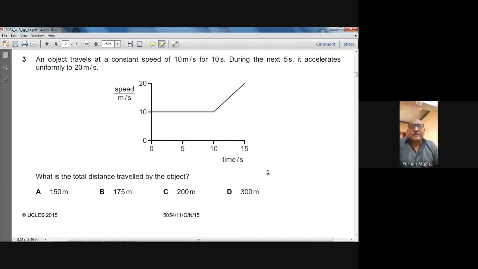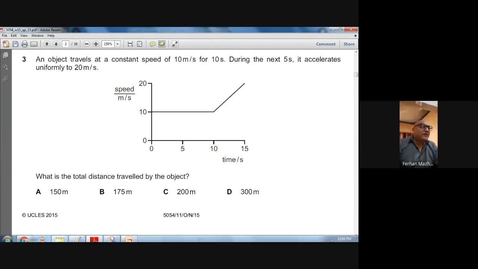If you have a speed time graph and you want to find out the distance traveled, the method is to find the area under the speed time graph. The area under the speed time graph represents the distance traveled. I have done this on a paper. Here we have speed, here we have time. This is the speed time graph. I will divide this into two portions to make the calculation easier, and I will calculate the area of these two portions and then add them. That will be equal to the total distance traveled.